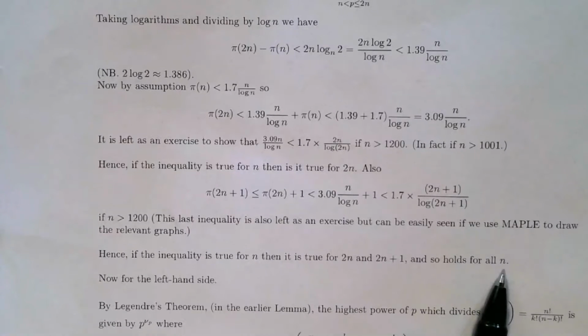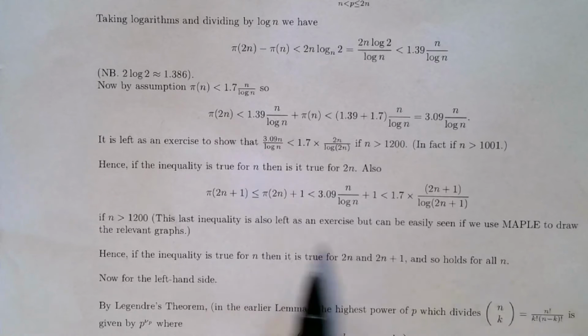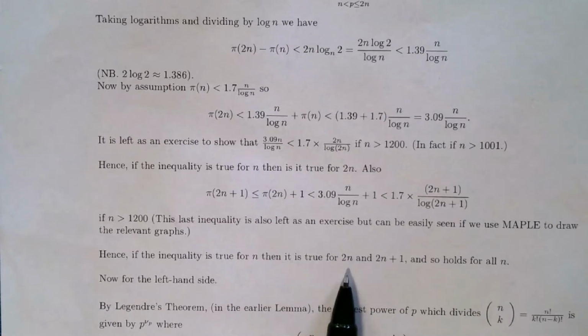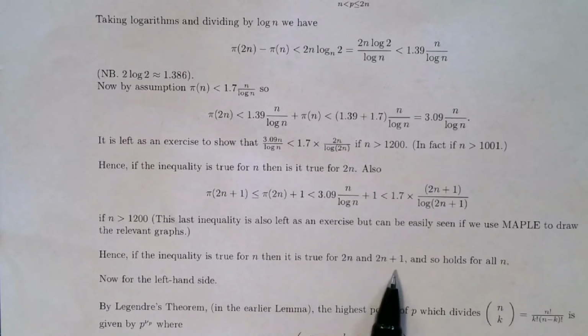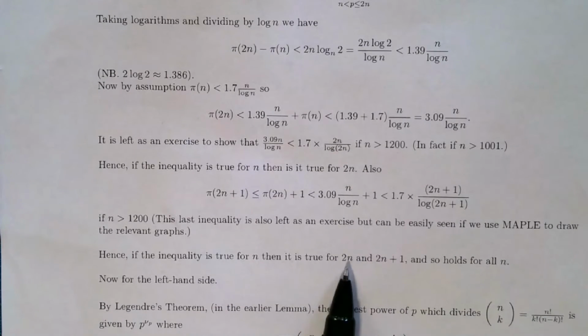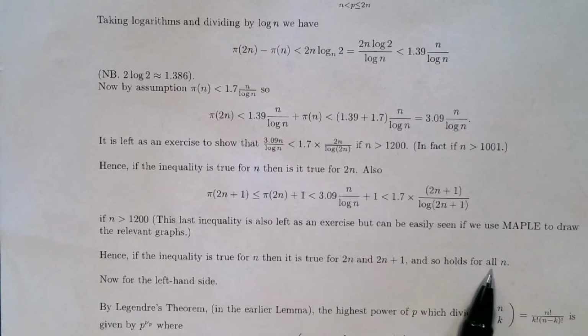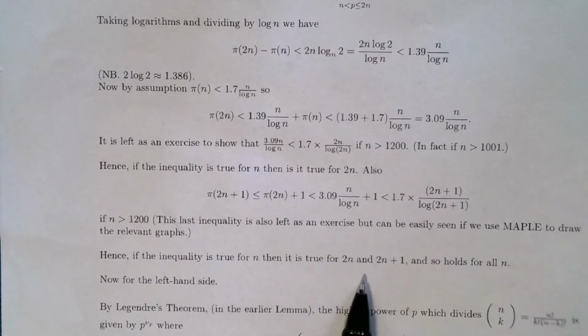You might like to think about that, because if it's true for 1, then it's true for 2 and 3. And if it's true for 2, then it's true for 4 and 5, and so on. If it's true for 3, it's true for 6 and 7, and so on. And you can see that it will be true for all n by an inductive argument.